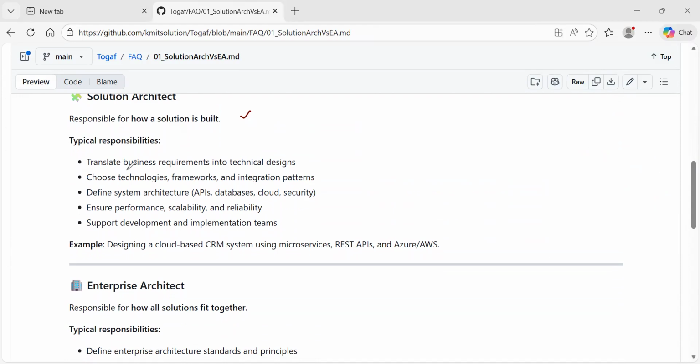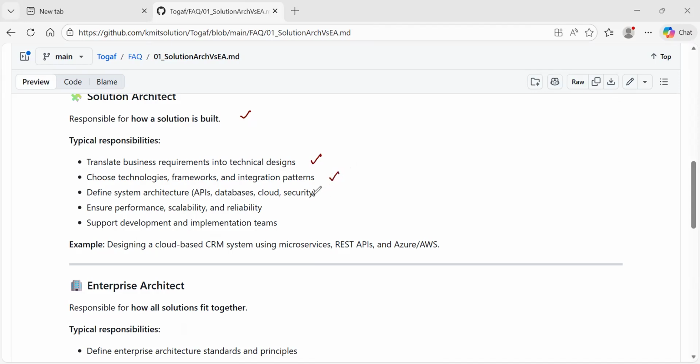So he typically translates the business requirement into the technical designs. I'm taking the example of AWS, but it is not related to cloud-based solution architect. There could be an application architect, right? So there could be different solution architect roles, depending upon what kind of application or what kind of technology they are supporting. So choose the technology, framework, integration pattern, right?